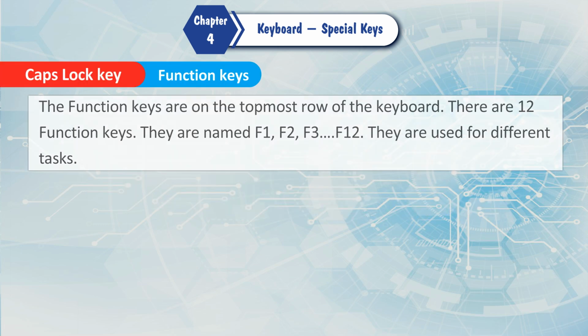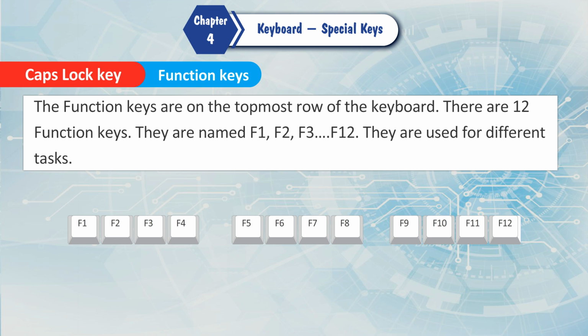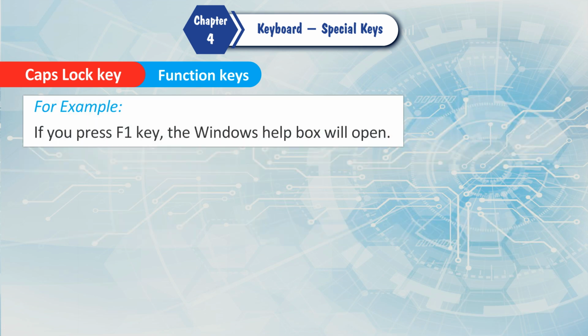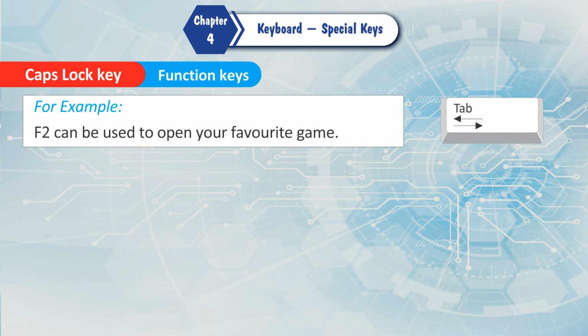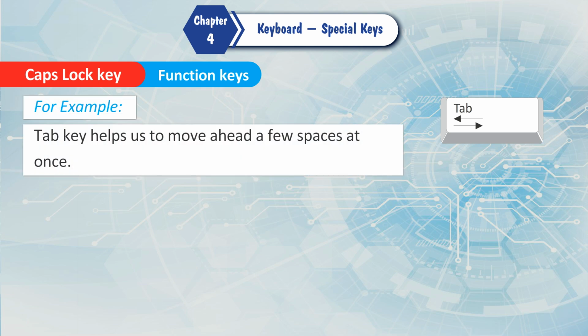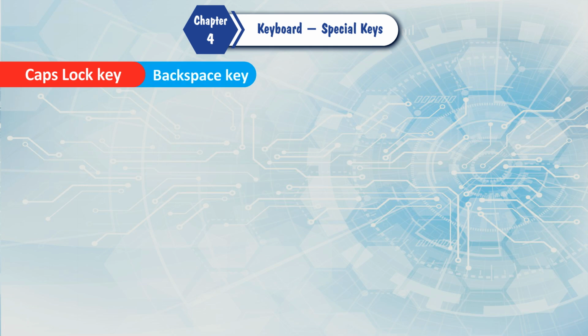Function keys. The function keys are on the topmost row of the keyboard. There are 12 function keys. They are named F1, F2, F3, up to F12. They are used for different tasks. For example, if you press F1 key, the Windows help box will open. For example, F2 can be used to open your favorite game. Tab key helps us to move ahead a few spaces at once.